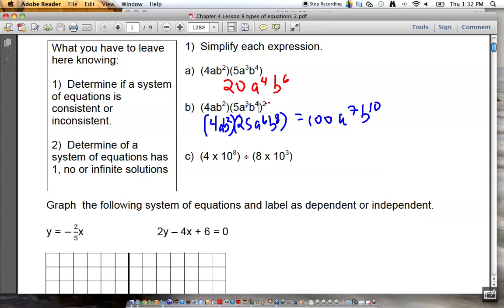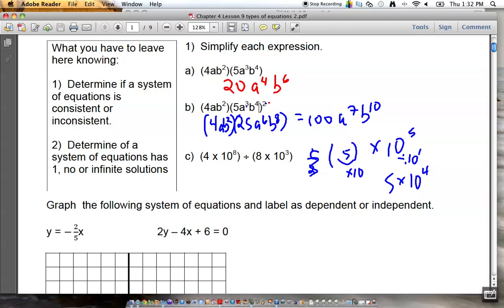And then, when I'm dividing, I divide coefficients. In this case, 4 divided by 8 is a half, which is also known as 0.5, times 10 to the fifth, subtracting exponents. But now we know from dealing with scientific notation that I have to multiply this by 10, because that number is not between 1 and 10. If I multiply by 10 there, I have to divide by 10 here. So I get 5 times 10 to the 4.